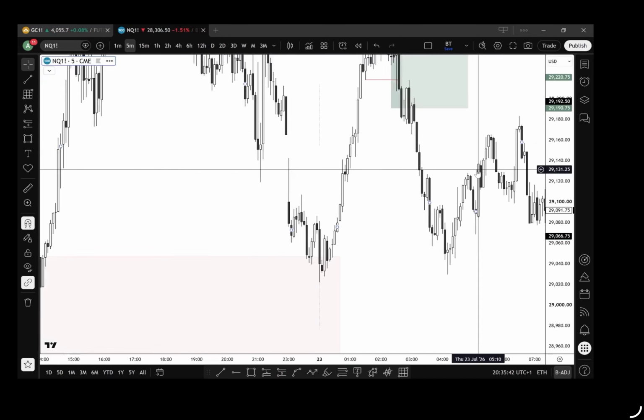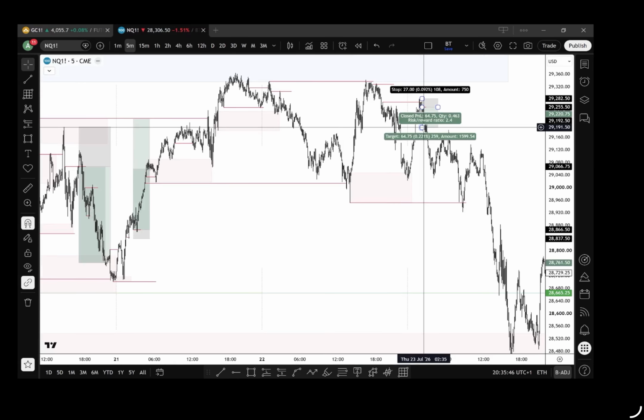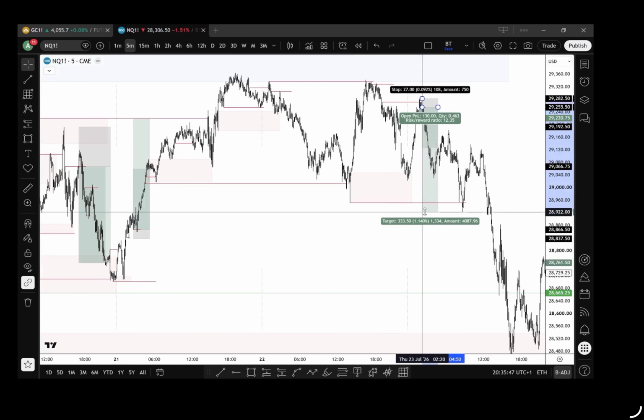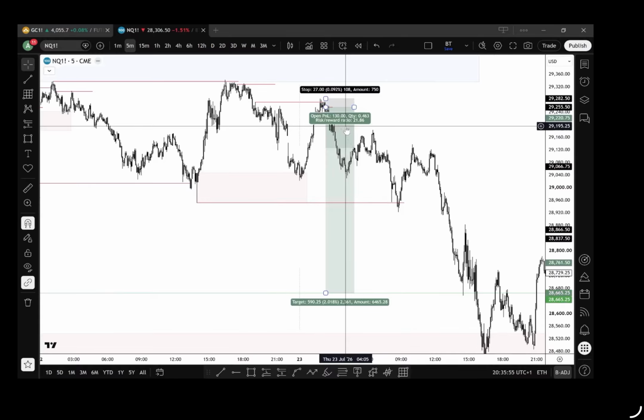Stops above the high. And what am I targeting? Well, I would partial at these structural lows, and then I would be riding it to my higher time frame target for 1 to 21. Now that was one entry during Asia.